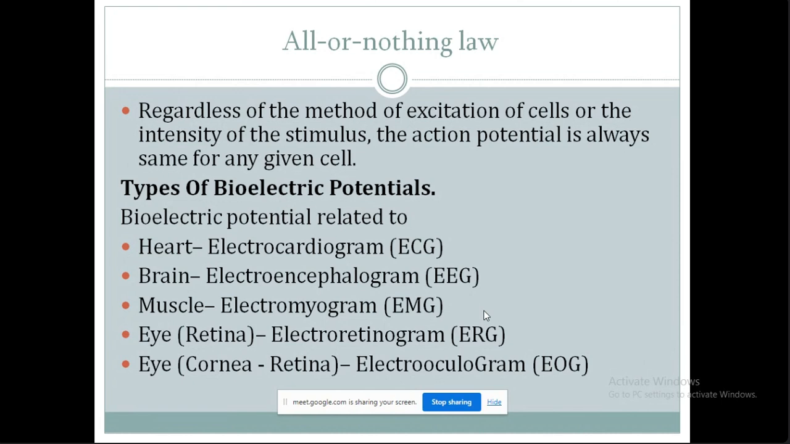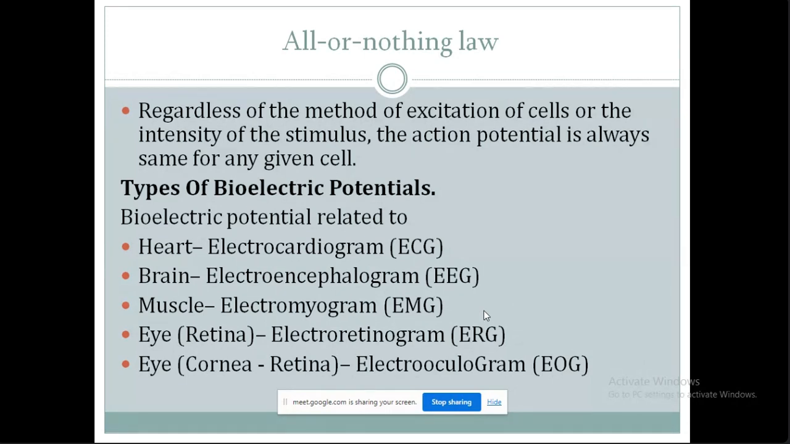Next, types of biopotentials. We are dealing with bioelectric potentials. If you want to measure the heart, the methodology of measuring the bioelectric potential is the electrocardiogram, called ECG. For measuring the brain, we use the electroencephalogram, called EEG. Third, for the muscles, it is the electromyogram.